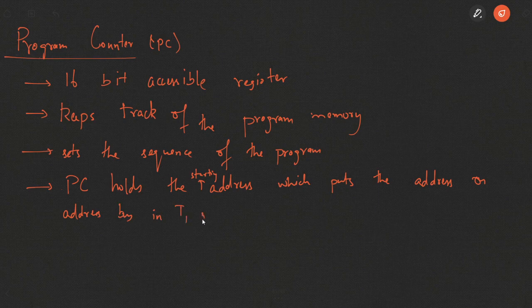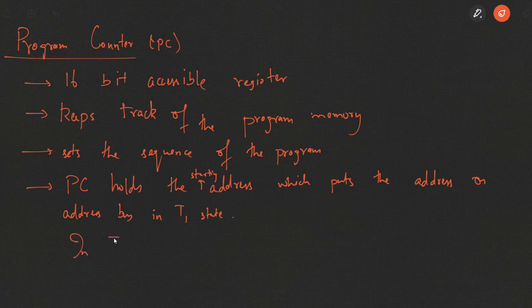In the T1 state, that is the first execution state, the program counter will mark the starting address from where the execution of the program will begin, and that address will be put on the address bus so that the 8085 can fetch the memory location using that address. So this takes place in the T1 state.